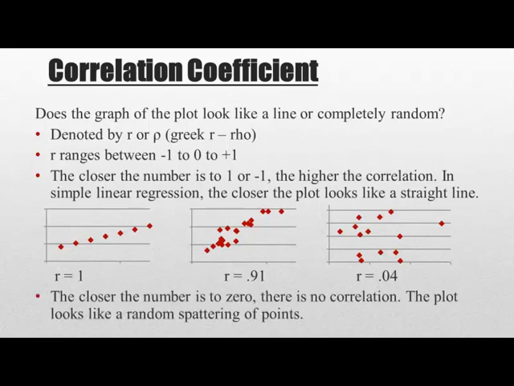If, for example, R is closer to 0, there is no correlation, and the plot looks more like a random spattering of points. So if I look at these, R is 1, definitely looks like a line. R is 0.91. You can see how it's close to 1. Not everything's going to fall on that line then. 0.04 is awfully close to 0. So in this one, there is no correlation, and the plot definitely looks more like a random spattering of points. So when they look more like the first two, you can start using prediction on those. But when they look more like the third one, you can't really use prediction on those.